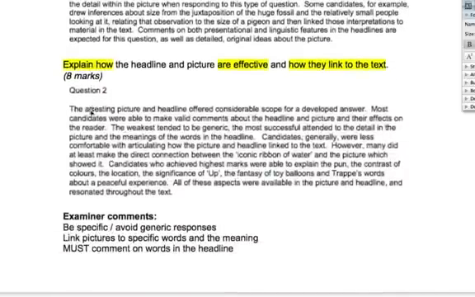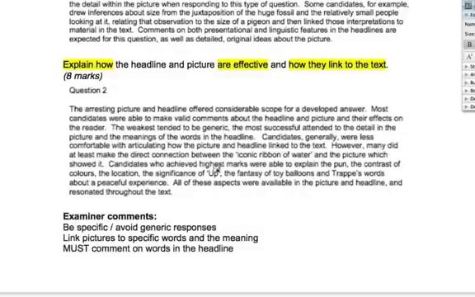So the second one then, the arresting picture and headline offered considerable scope for a developed answer. Most candidates were able to make valid comments about the headline and picture and their effects on the reader. The weakest, again, tended to be generic, so again that tells you about the danger of that. And the most successful attended to the detail in the picture and the meanings of the words in the headline. So again, focusing on the headline helped this person get some of the best marks. Candidates generally were less comfortable with articulating how the picture and headline linked to the text. However, many did at least make the direct connection between the iconic ribbon of water and the picture which showed it. Say what you see.